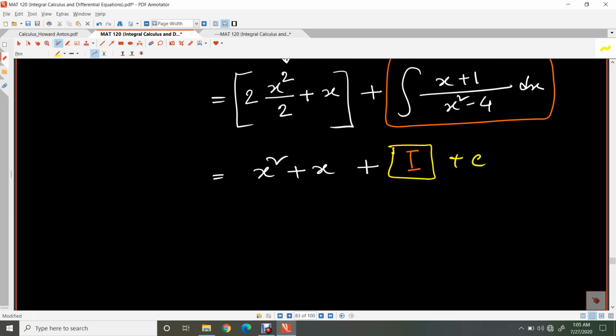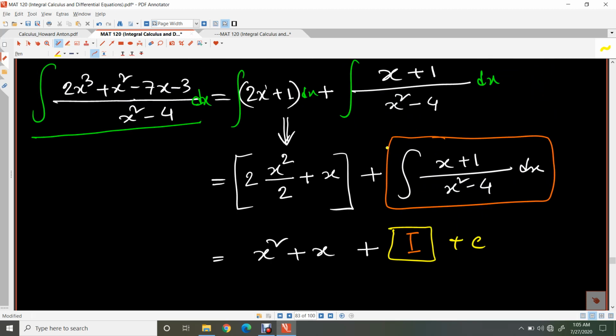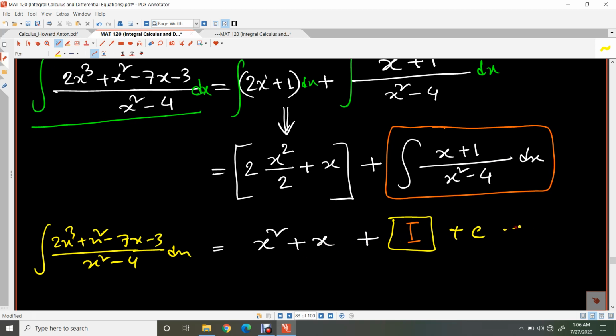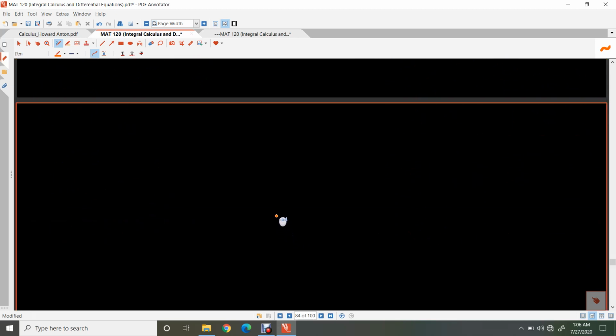find this I. Okay, so you will get the result here. That means the integration of (2x^3 + x^2 - 7x - 3) over (x^2 - 4) dx is equal to x^2 + x + this integral + c. So let's say this is equation 1, because after having I we can input the function or antiderivative here, and we will get the fulfilled result. So now let's find I.